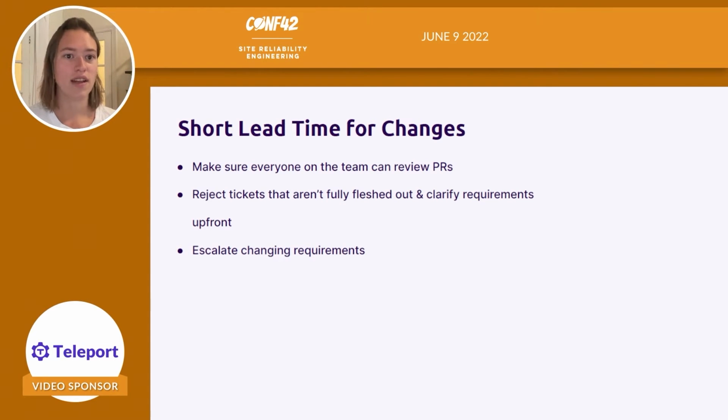And then you want to, again, escalate changing requirements. So if you see that something is taking super long and people keep adding things to it, you probably want to say, let's pause on development and make sure that we go back and flesh out the tickets before starting. And so how you can actually improve this lead time for changes is by breaking it up into buckets.